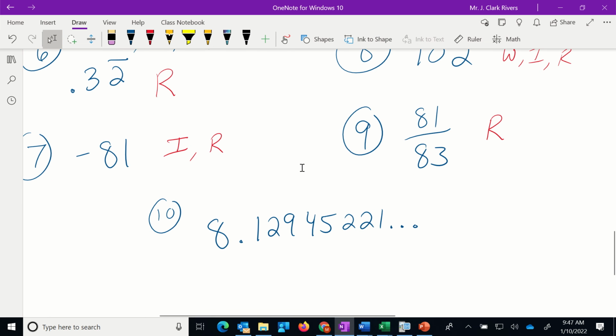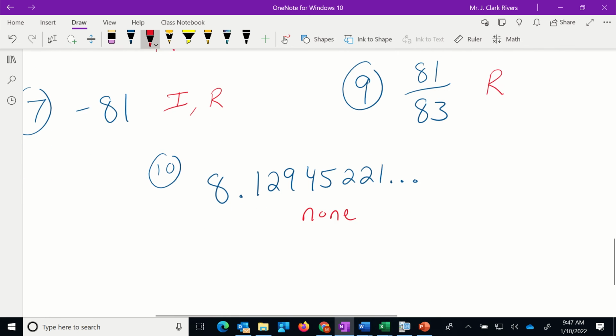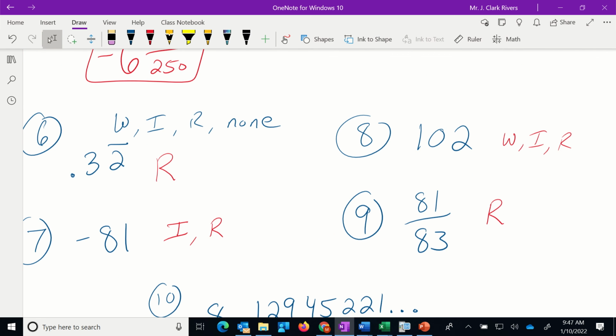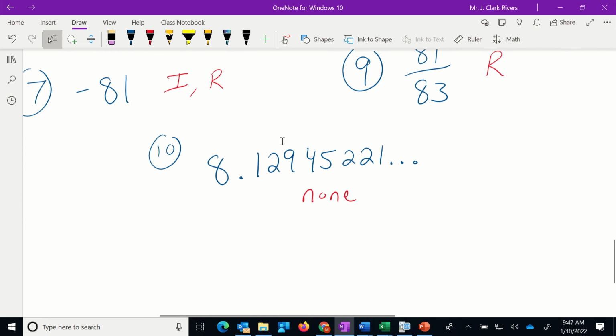Zella, what do you think about number 10? None. None on number 10. Anything that does not end and does not repeat, you cannot write as a fraction. Therefore, it's not rational. Let me give you a bonus one here, number 11.